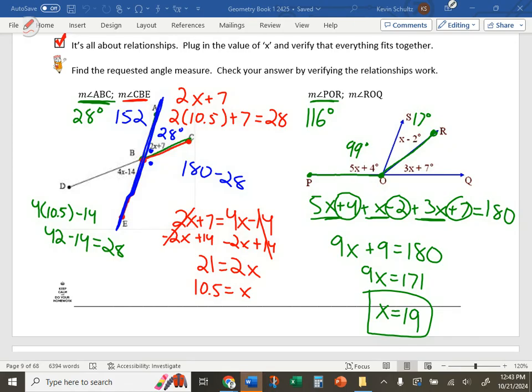Then ROQ, going from point R down to point O, over to point Q. 3x plus 7, 3 times 19 is 57, plus 7 is 64. We could have also, of course, just subtracted 116 from 180 to get 64, because they do add up to be 180. And there we have it. This is the objective where you start to see why these relationships matter and how they are used. You have to know what vertical angles look like, as well as their relationship. You have to know what a linear pair looks like, as well as its relationship, and then how to set up the equation to solve it.